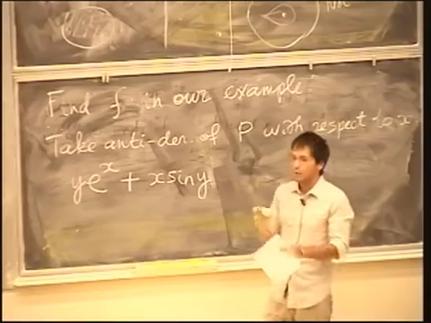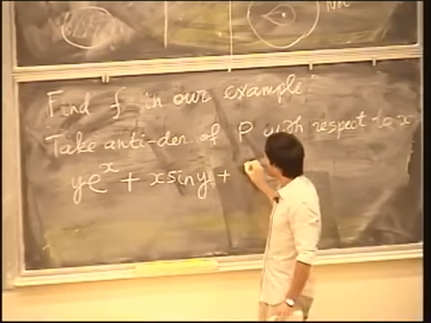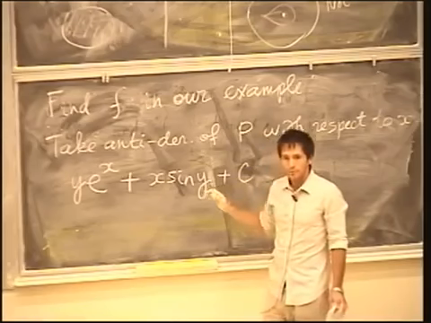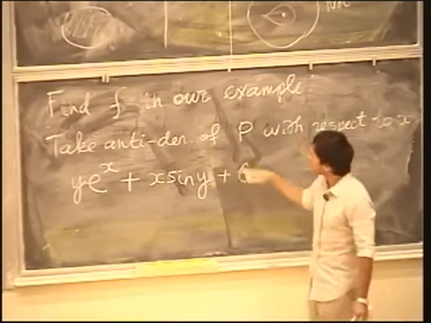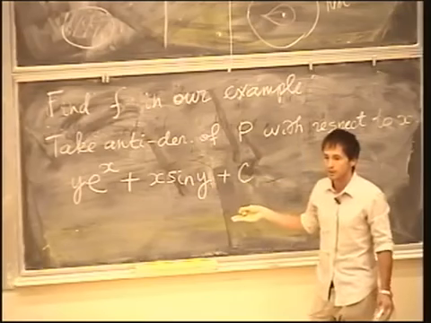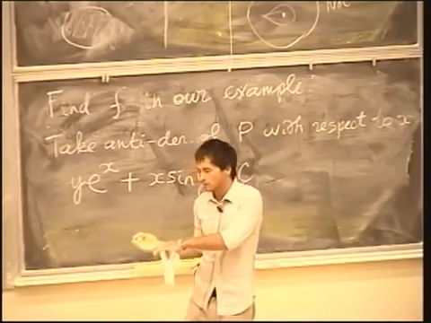Now, if we were in one variable calculus, we actually wouldn't stop here. We would write a constant, right? It is very important to always remember that you can always write a constant. Why? Because when you take the derivative, the constant disappears, right? So there isn't a unique antiderivative. There is an antiderivative up to addition of a constant.